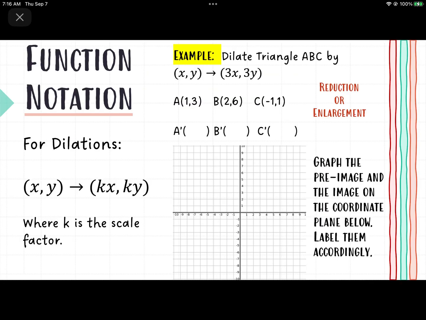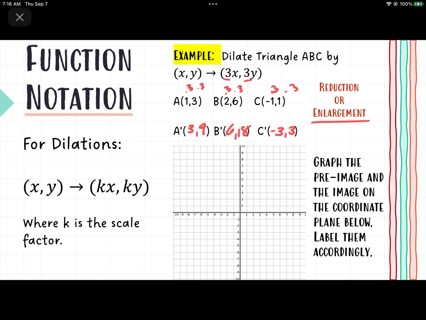All right, so now the function notation for dilations. Dilate triangle ABC by (x, y) such that (3x, 3y). And so if we're multiplying each coordinate by 3, that is definitely an enlargement. And so we just need to multiply each one of these by 3. All right, 1 times 3 is 3, 3 times 3 is 9, 2 times 3 is 6, 6 times 3 is 18. That one is not going to fit. And then negative 3, positive 3. All right.